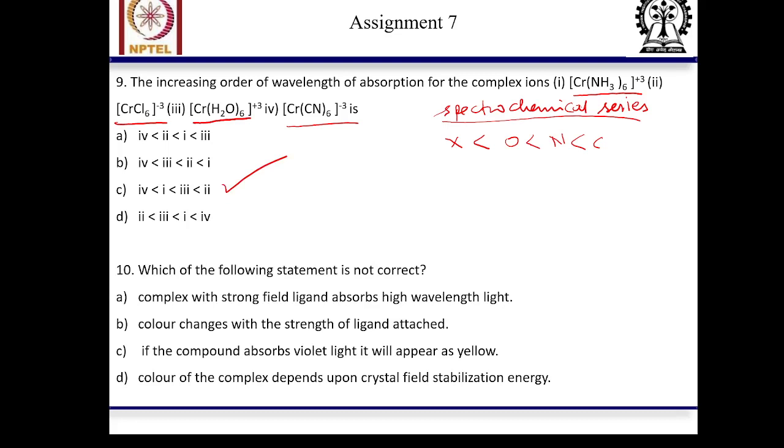Now, which of the following statements is not correct? Complex with strong field ligand absorbs high wavelength light. Color changes with the strength of ligand attached. If the compound absorbs violet light, it will appear yellow. Color of complex depends on the crystal field splitting energy. I will wait for a few seconds and then I will discuss.